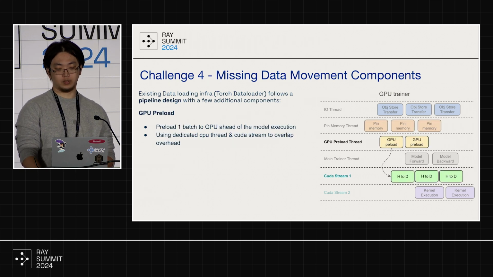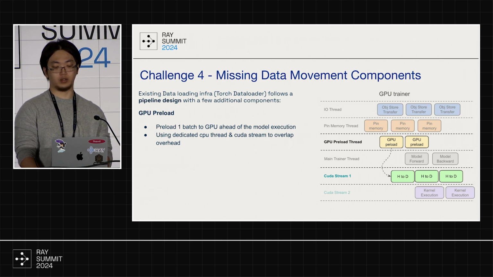The second stage missing here is that in our previous setup, we also introduced an additional pipeline stage where we use another CPU thread plus side CUDA streams to preload a batch ahead of time before the next model compute execution. So the effect is that once the model finishes the current computation, you can immediately start the next one without waiting for moving the batch it needs to GPU memory. It is already preloaded there when you want to start the computation.